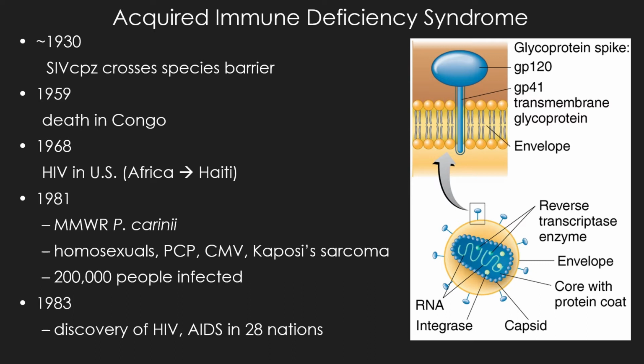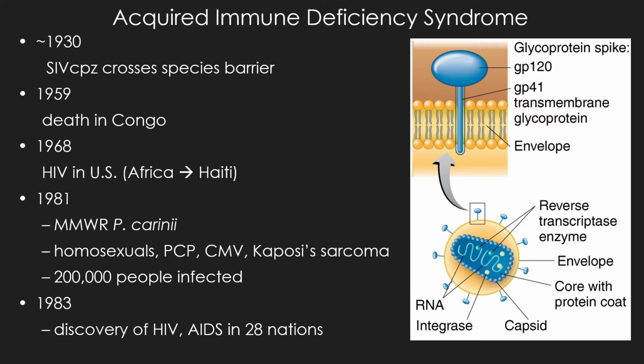In 1959, we have what is thought to be the first death of a person in the Congo due to acquired immune deficiency syndrome. By 1968, HIV is present, we think, in the United States, again, based on autopsy reports and some preserved tissue samples. And it looks like the route that HIV took was not directly from Africa to the United States, but it went from Africa to Haiti into the United States.